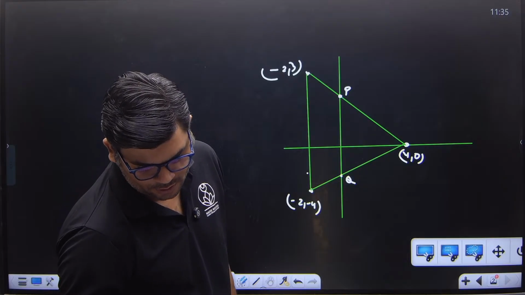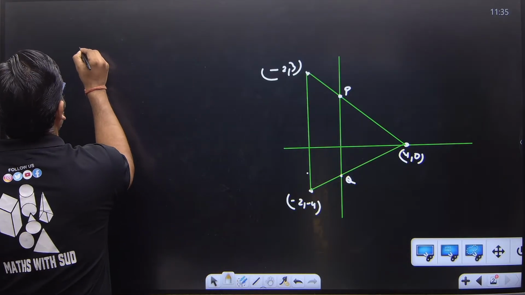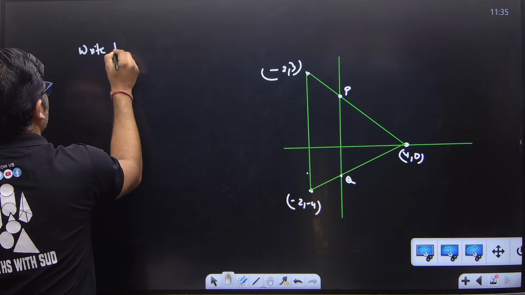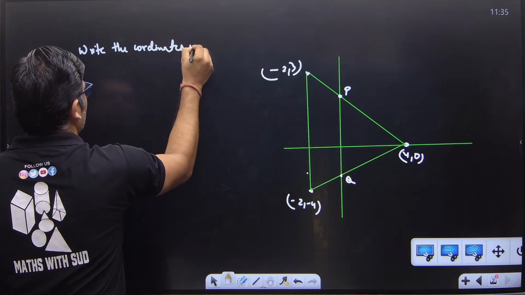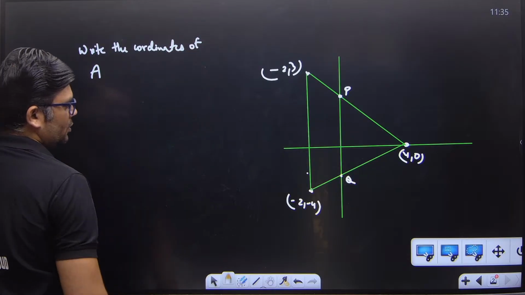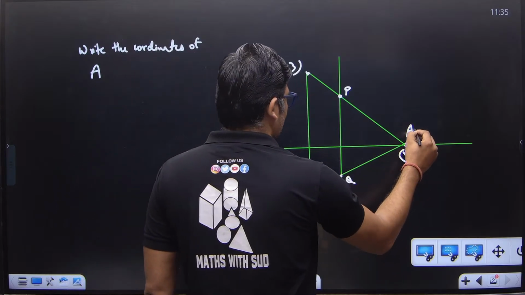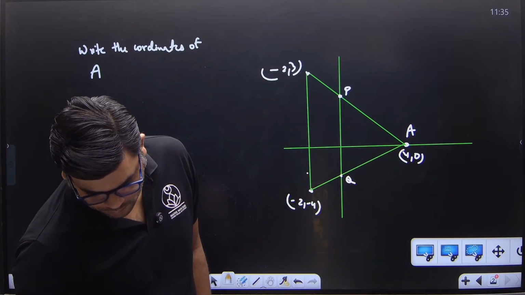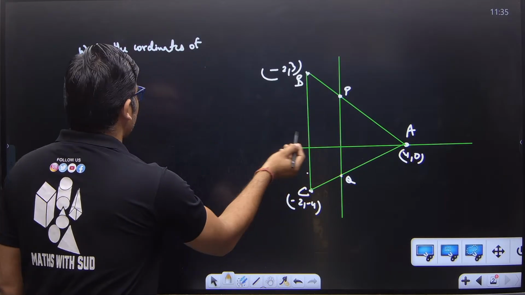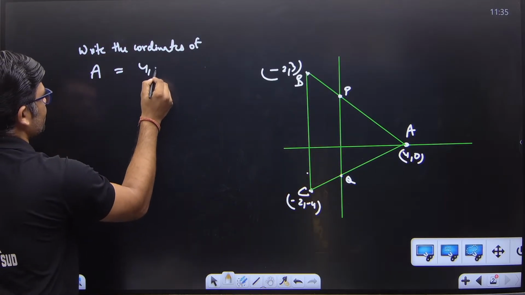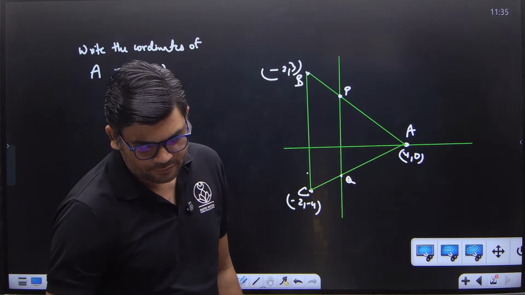Okay. So they are saying that write the coordinates of A. So where is A? Let's find out. So this is A. This is B. This is C. So this is very easy, my dear. From here you can say it is 4 comma 0. It is given in the figure itself.